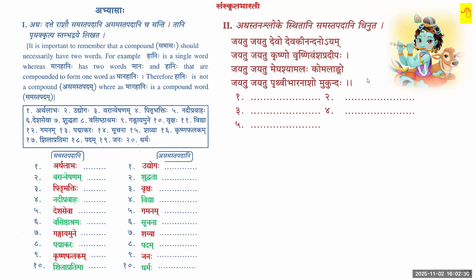Vrishnivamsha, correct. Vrishnivamsha Pradipa. Very correct. This is from Mukundamala, sir. Do you know how to recite it with the proper metric tone, sir? No volunteers. Okay. Can I try, sir? Try. You try. Okay.